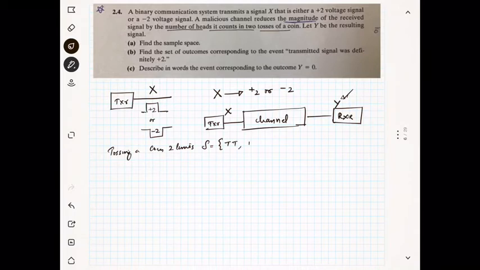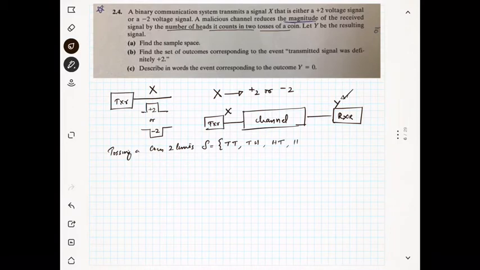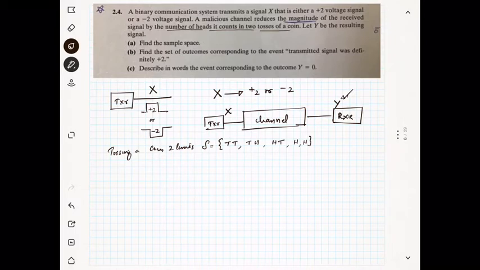You may get tail in the first tossing and head in the second tossing. You may get head in the first tossing and tail in the second tossing, or you may get head in both cases. So you can see here the received signal is decreased by an amplitude equal to the number of heads it counts in 2 tosses of a coin.